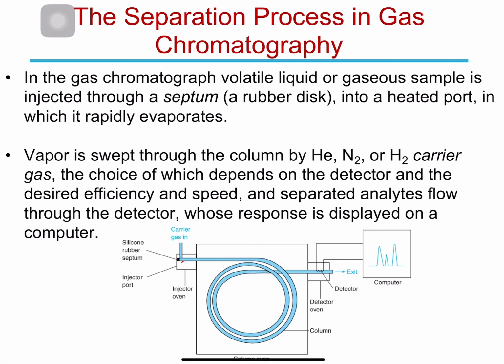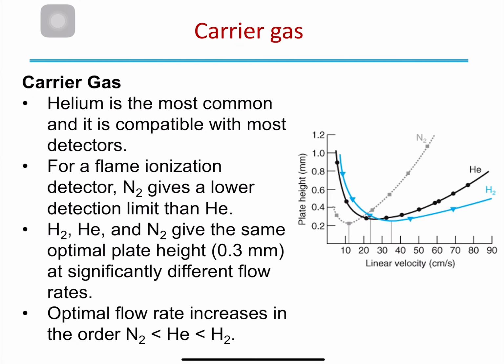The carrier gas can be hydrogen, helium, or nitrogen. The most important thing I want you to know about the carrier gas is that helium is the most commonly used gas. And why helium? Because this is the one that is mostly compatible with the detectors. Most detectors are compatible with helium. Some of the detectors are not compatible with hydrogen or nitrogen. So it depends on what detector you are using in your gas chromatography that will tell you which gas you can actually use as your carrier gas.